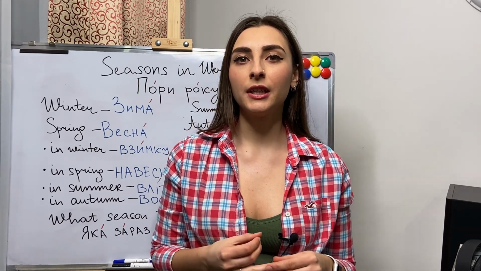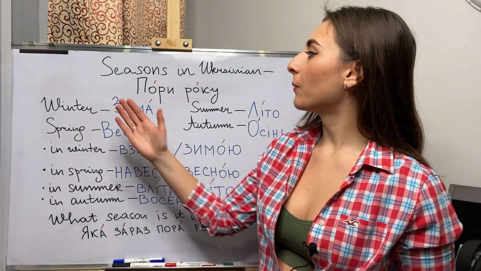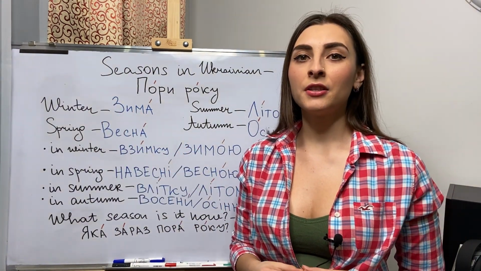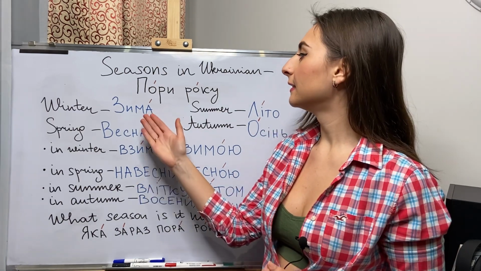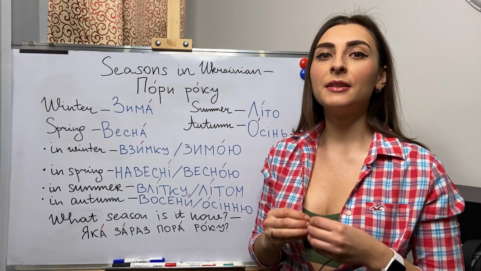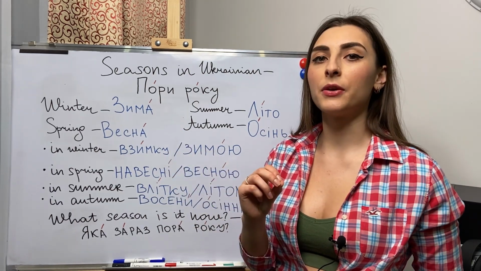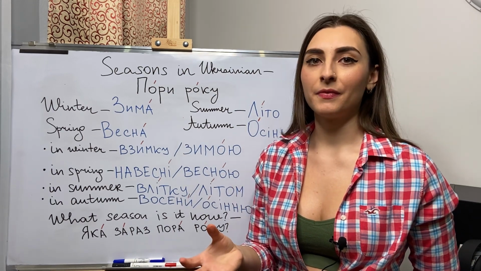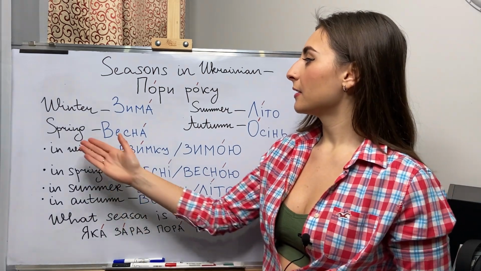So, how to say winter, spring, summer, autumn in Ukrainian language? It's very easy. So, let's learn together. First of all, we will start with the word winter. How to say in Ukrainian language winter? This word is translated as зима. Pay attention that we put stress on the last syllable, on a, and we say зима.